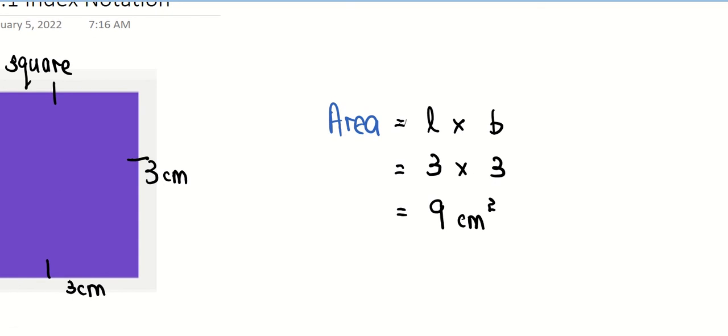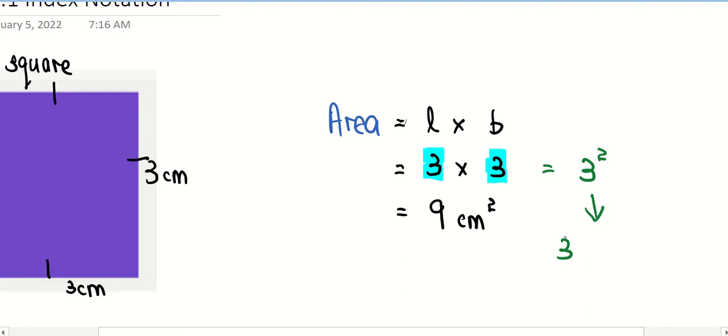Can you see this number? Number 3 is the same, right? It repeats how many times, number 3? 2 times. Can you recall just now the video? If it repeats 2 times, how can I represent this particular? 3 to the power of 2. Have you all learned this before? 3 squared. So this is known as 3 to the power 2, or otherwise known as 3 squared.